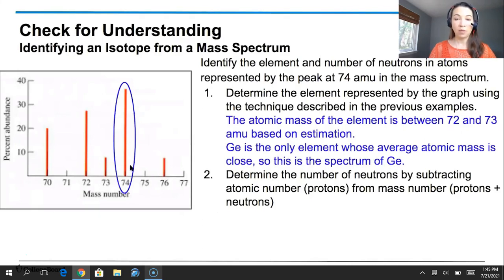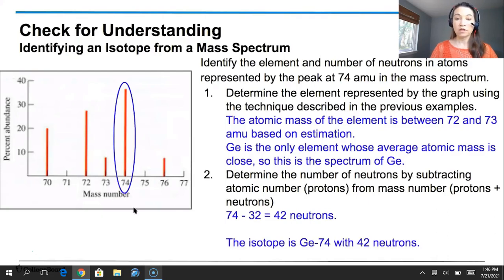I need to know how many neutrons are in this particular isotope. Well, remember that neutrons and protons together make up the mass number. So to find the number of neutrons, I take the mass number and I subtract the number of protons, or the atomic number. And when I do that, I arrive at the answer. There's 42 neutrons in this particular isotope. So the final answer, this is Ge-74 with 42 neutrons.